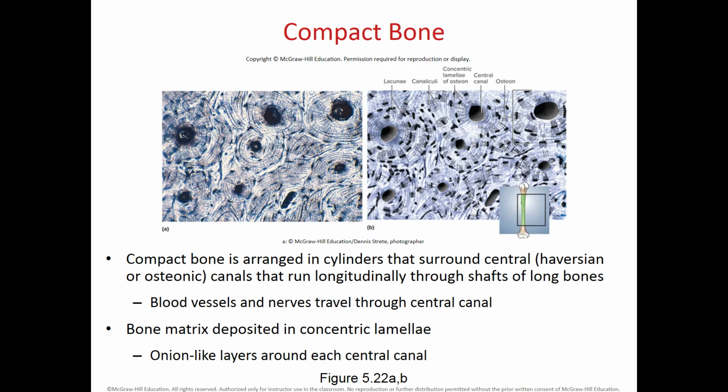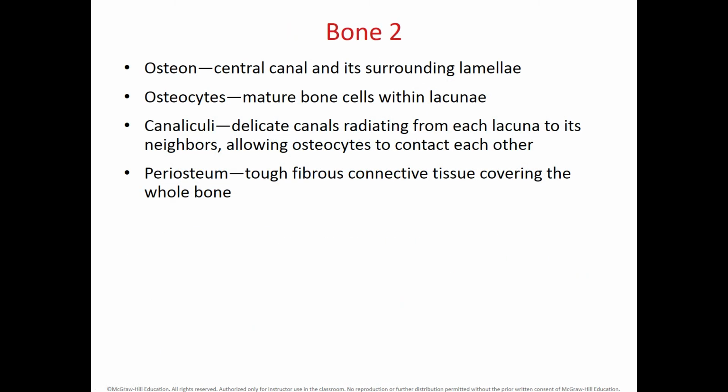Now the matrix of the bone surrounding the central canals is arranged in concentric lamellae that look like layers of onion around the central canal. So the osteon is the structural and functional unit of the bone, and it is made by the central canal and the surrounding lamellae.